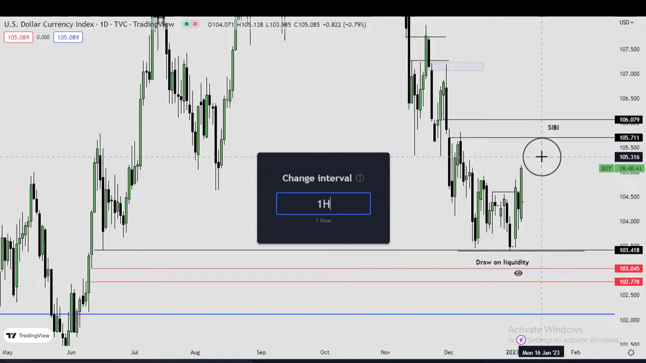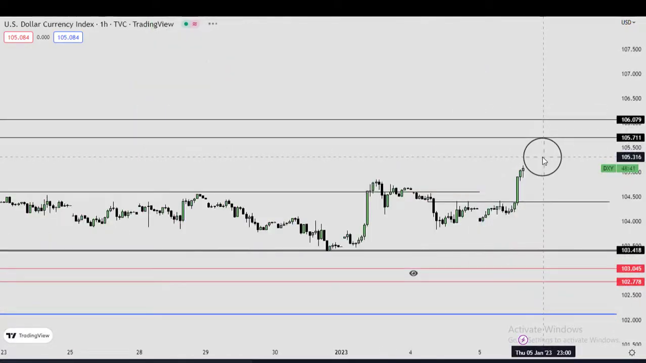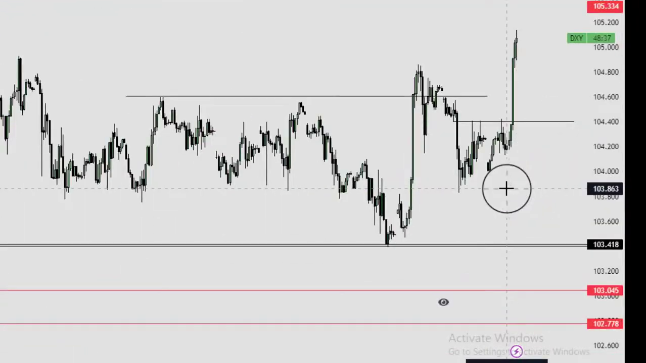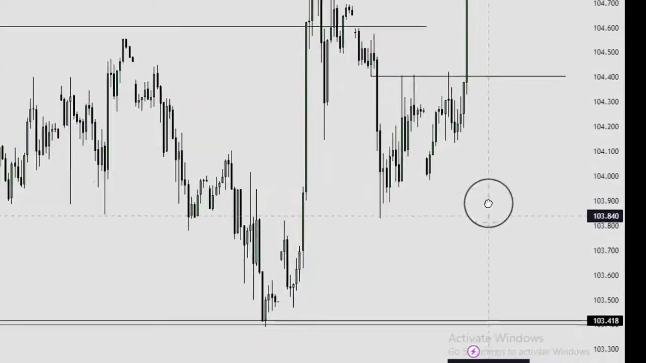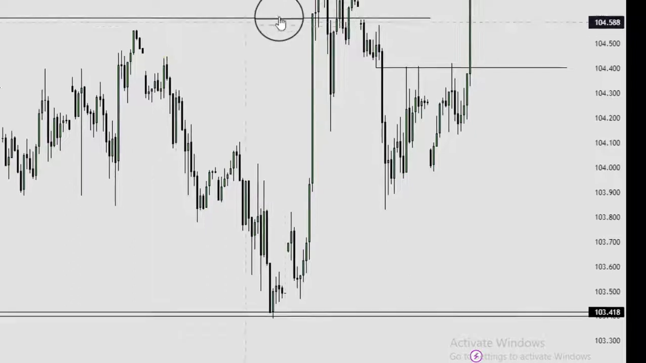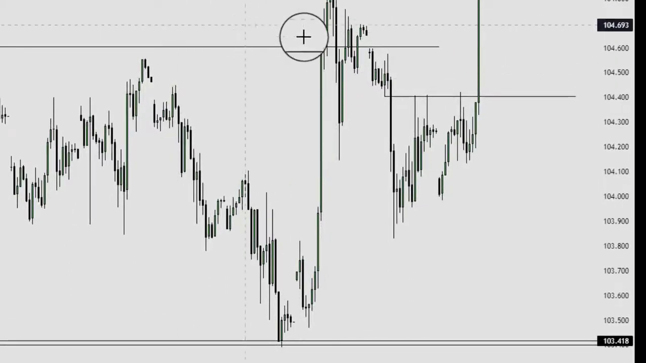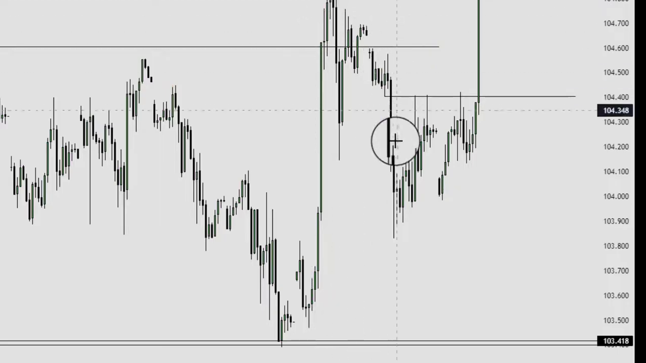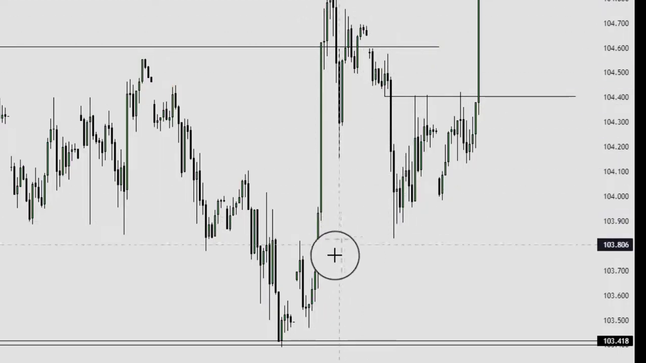So just go to the 1 hour time frame to further refine this trade setup. On the 1 hour, what I saw here was price created an external range liquidity here. Price took out the external range liquidity. The next thing I'll be expecting is price to retrace into a discount internal range liquidity.